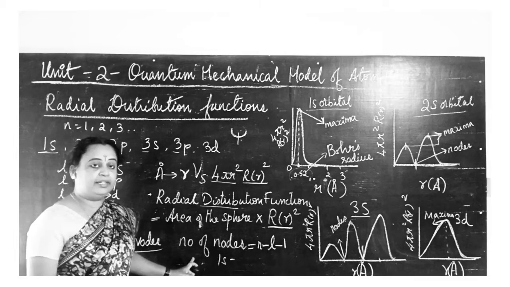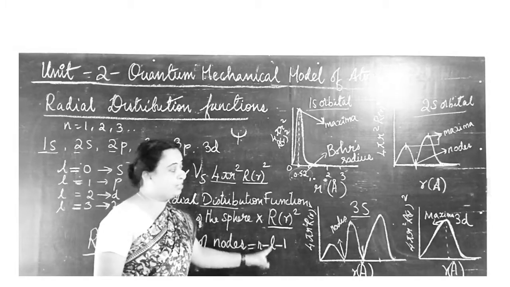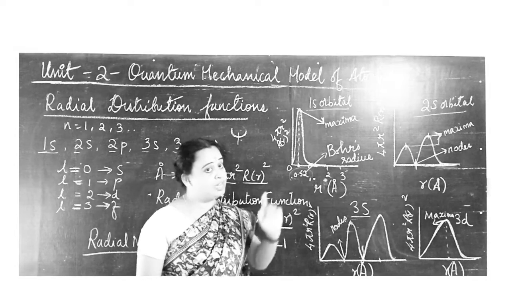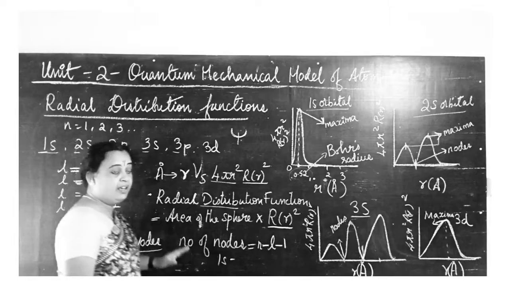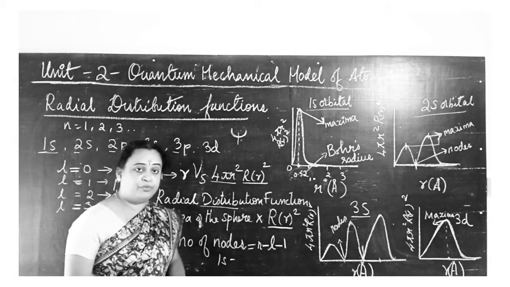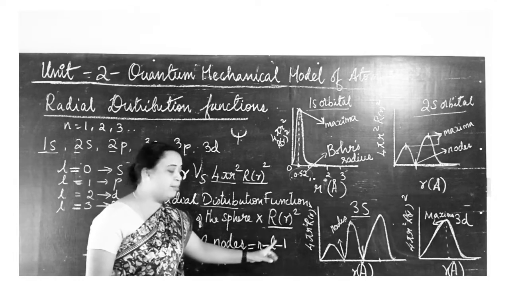Now let us calculate the nodes for each of these orbitals by using the formula. From the graphical representation, we can calculate the number of nodes and maxima, right? Now here, just by using the formula, we will calculate the number of nodes, that is the radial nodes, by using the formula n minus l minus 1.